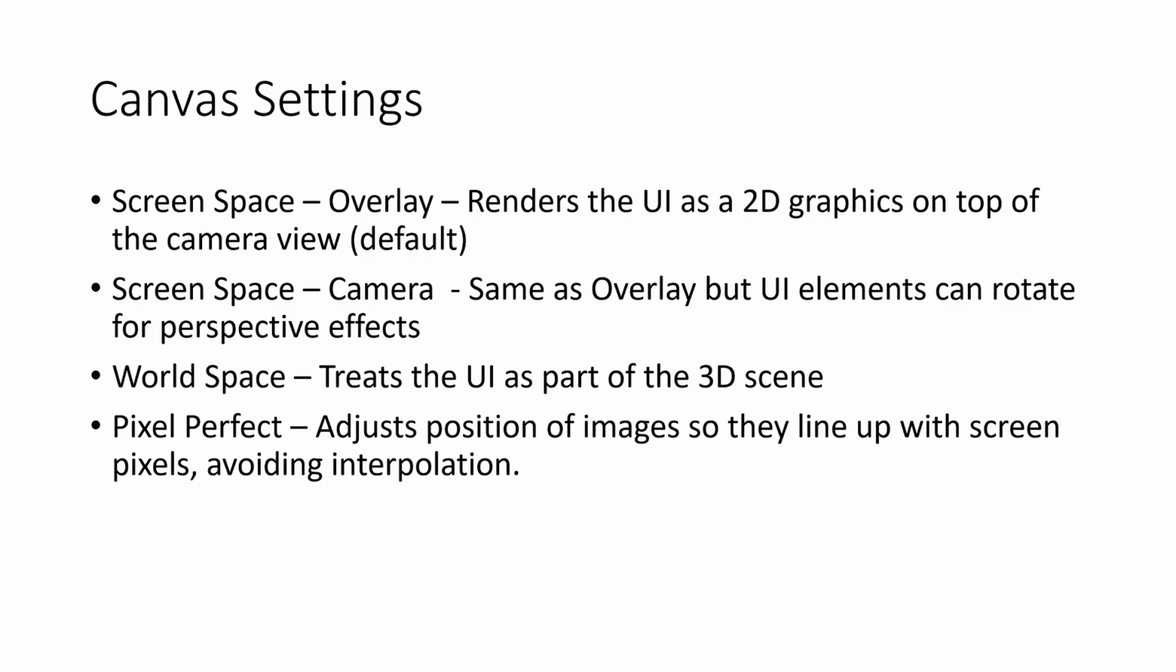There's also screen space camera. It's the same as overlay, but the UI elements can rotate for perspective effects. So you can actually rotate the elements. It treats it kind of like a camera view. It's the same thing, but there's a camera looking at the HUD display, is the best way I can explain it. The world space option is the final one, and this actually treats the UI as part of the 3D scene. All of these things have uses depending on how you're designing your game.